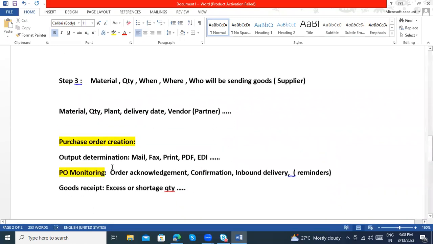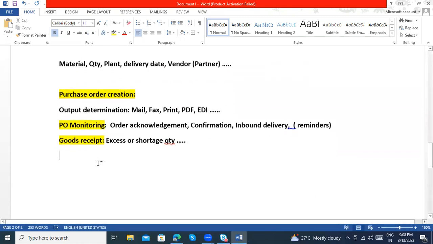As we discussed, quality inspection, block check, and the two-step procedure all come under the goods receipt. I'm not going into depth here, just giving an overview. Then let's assume I have received the goods, and I go for the verification.